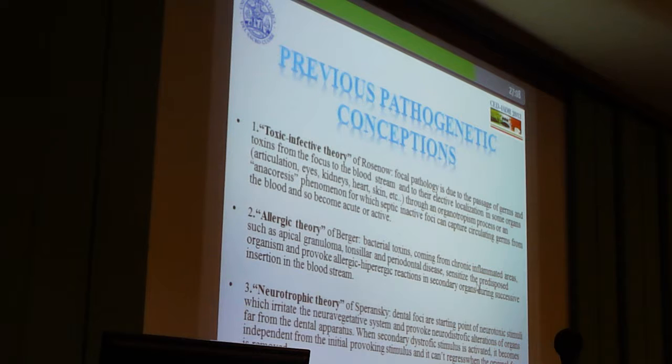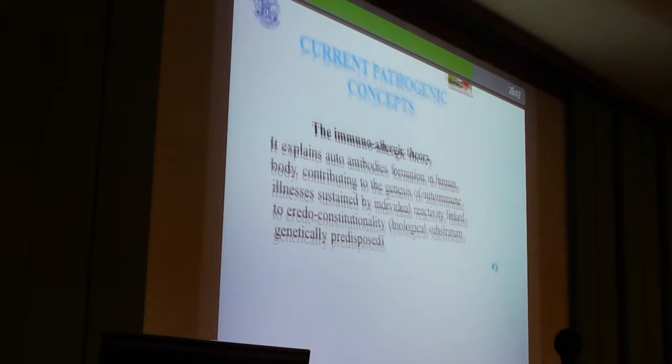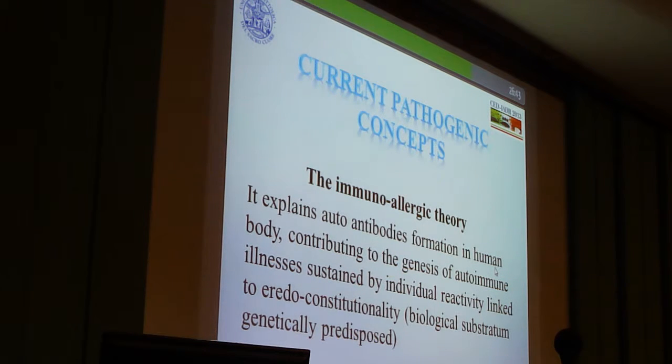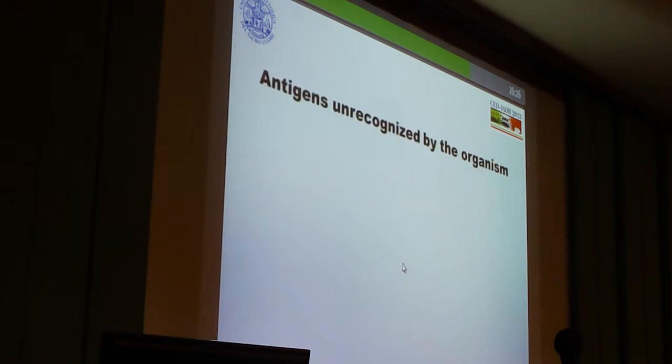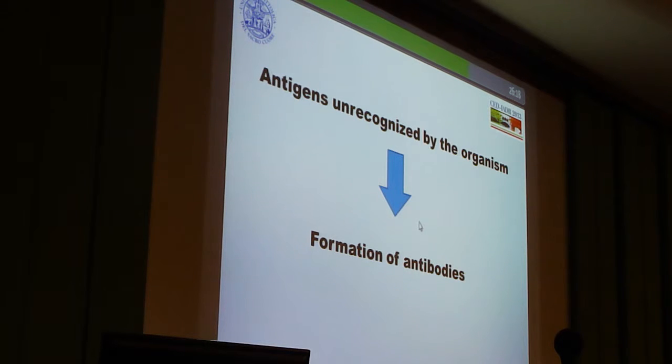Some authors tried to explain the function of a focal infection, and these are three important theories: the toxic factor theory of Rosenow, the allergic theory of Berger, and the neurotrophic theory of Speransky. But the current theory is called the immunoallergic theory, and it explains autoantibody formation in the human body contributing to the genesis of autoimmune illnesses. It means that antigens recognized by the organism can provoke the formation of antibodies.